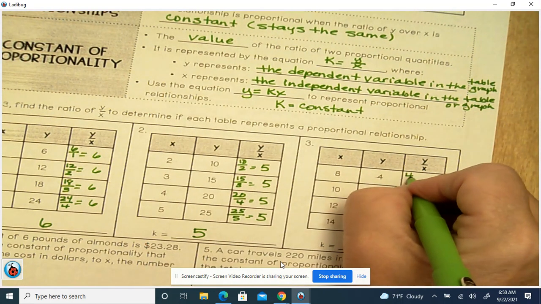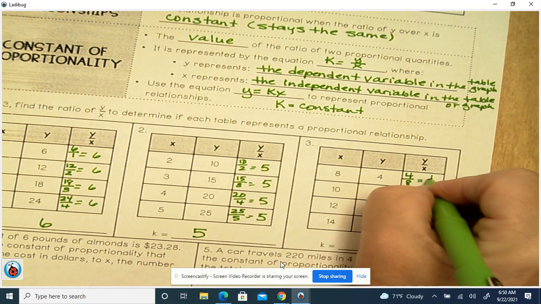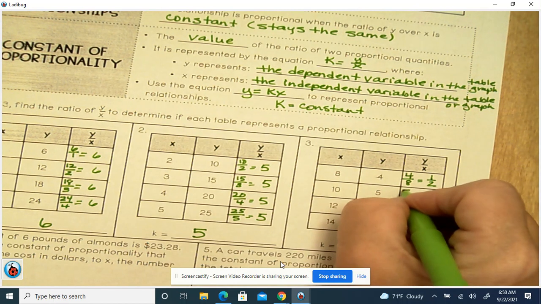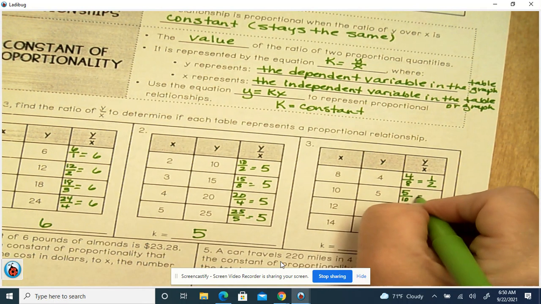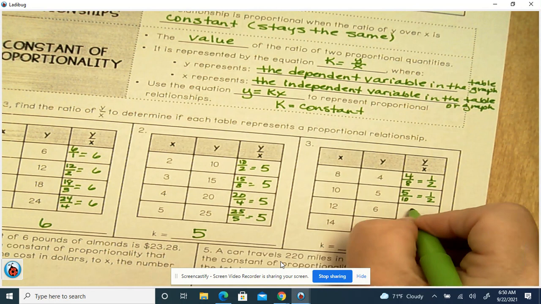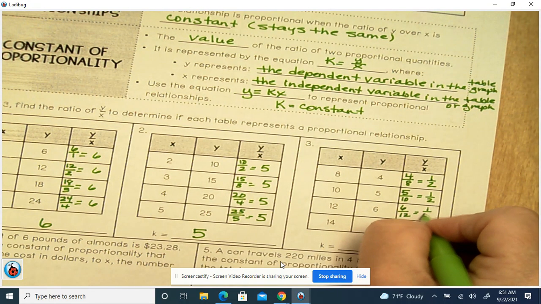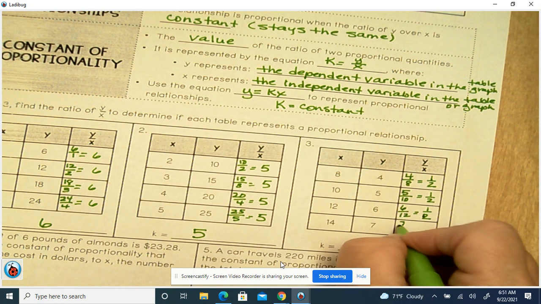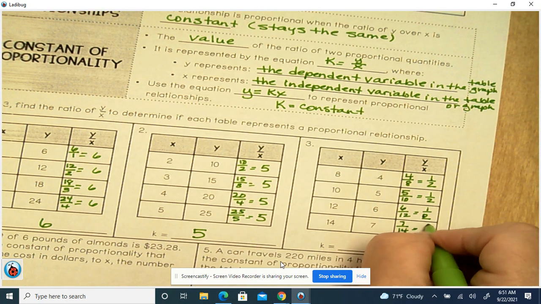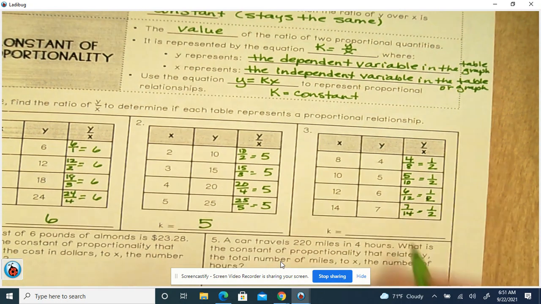Here we've got 4 divided by 8, which is 1/2. 5 divided by 10, which is 1/2. 6 divided by 12, which is 1/2. And 7 divided by 14, which equals 1/2. So the constant for this one is 1/2.